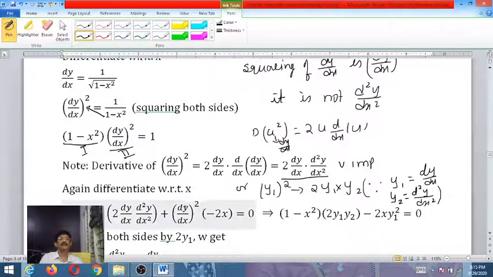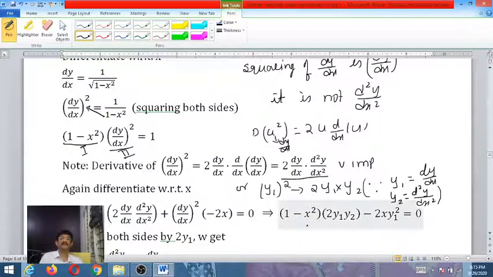So now look at here. Now use the product rule here. First, dy by dx whole square is 2 dy by dx into d square y by dx square, plus second, keep dy by dx whole square as it is, 1 minus x square, 1 derivative is 0 minus, keep as it is, x square derivative is 2x. So this is equal to, so you can also write this as I told, dy by dx is y1, d square y by dx square is y2. So dy by dx whole square is y1 square.